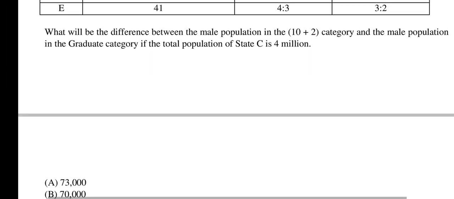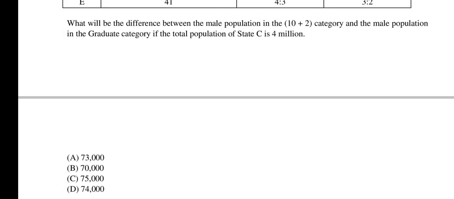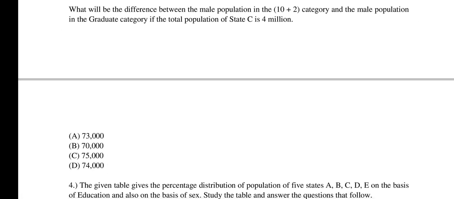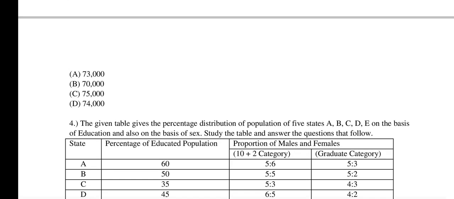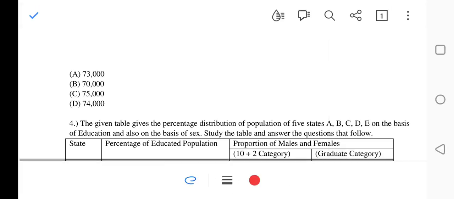Next, number 3 says, what will be the difference between the male population in the 10 plus 2 category and the male population in the graduate category if the total population of state C is 4 million? A, B, C, D: 73,000, 70,000, 75,000, 74,000. So it will be 75,000.